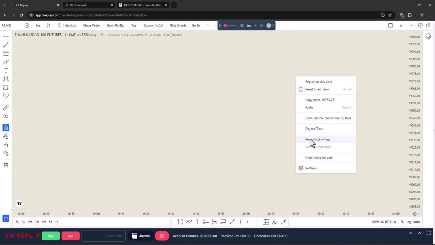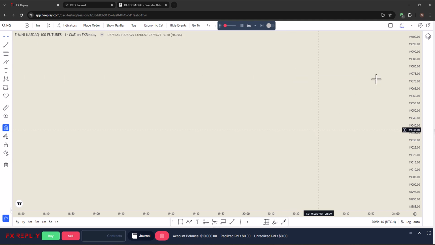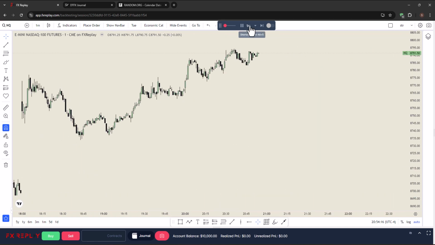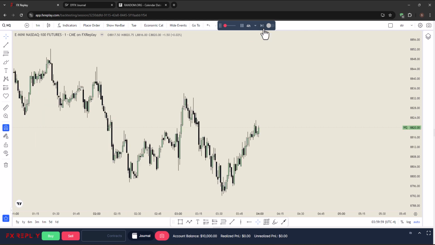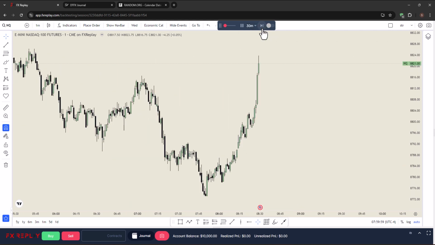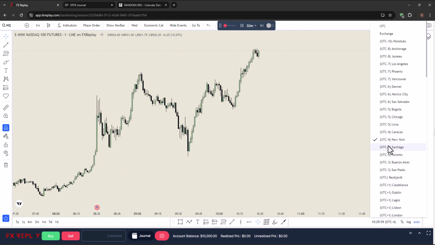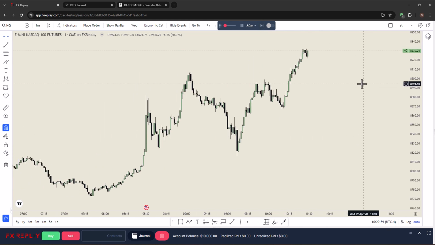Let's remove any old drawings. And let's move on to 10:30, right? All right, beautiful. New York time as always. And let's start the backtesting session. So we're gonna target 2 hours and we're gonna let the probabilities play out, right?